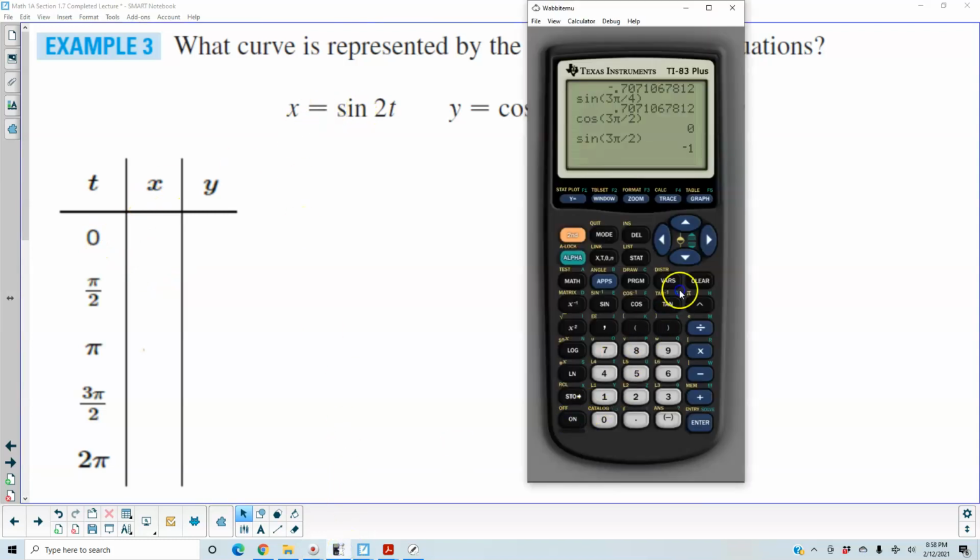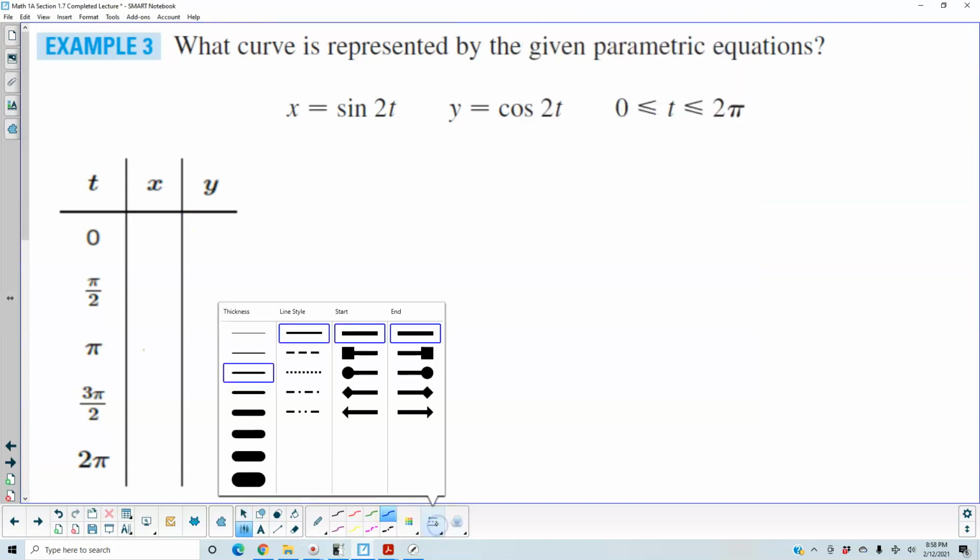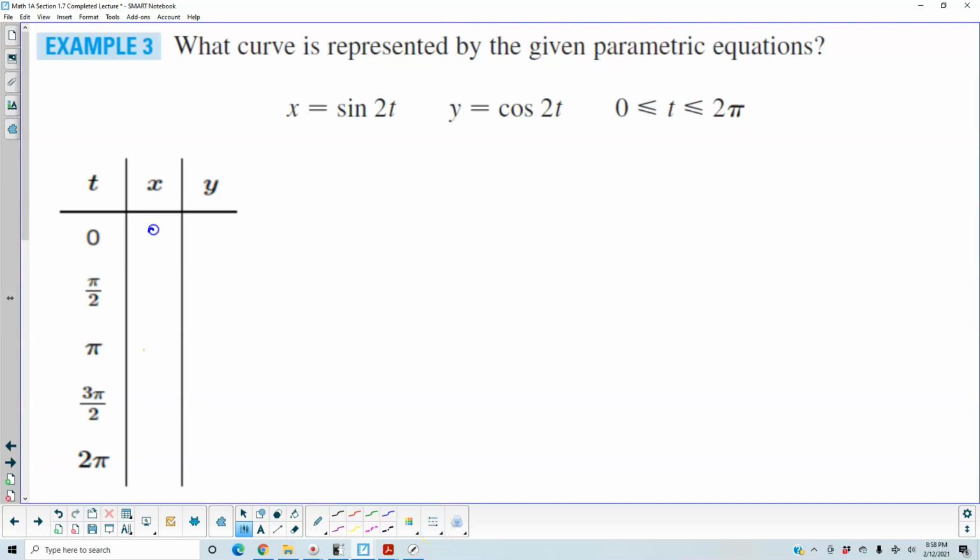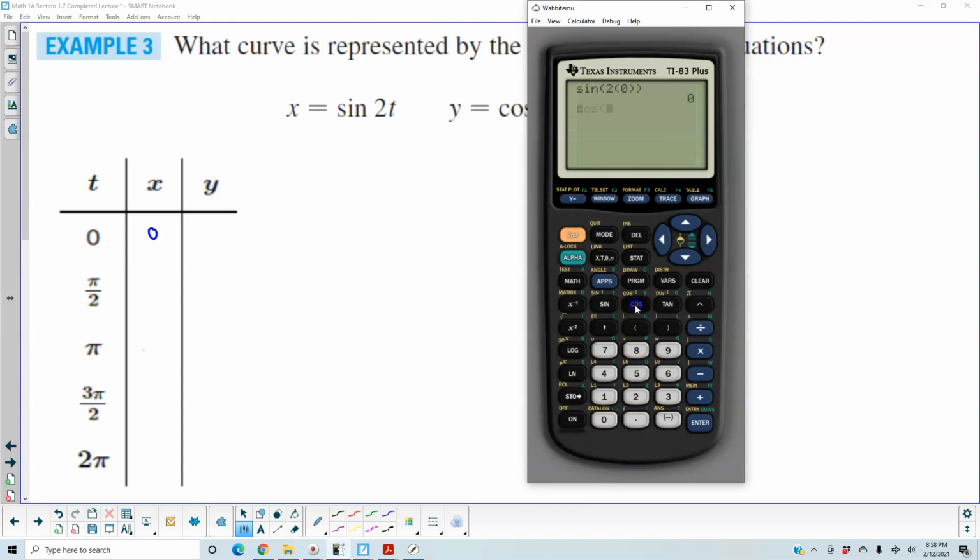So x is going to equal sine of 2 times 0, and that gives us 0. So we know that the point here for x is 0. Now let's plug in y. So we want to find cosine of 2 times 0. We know that's going to give us 1. So the first ordered pair is 0 and then 1.